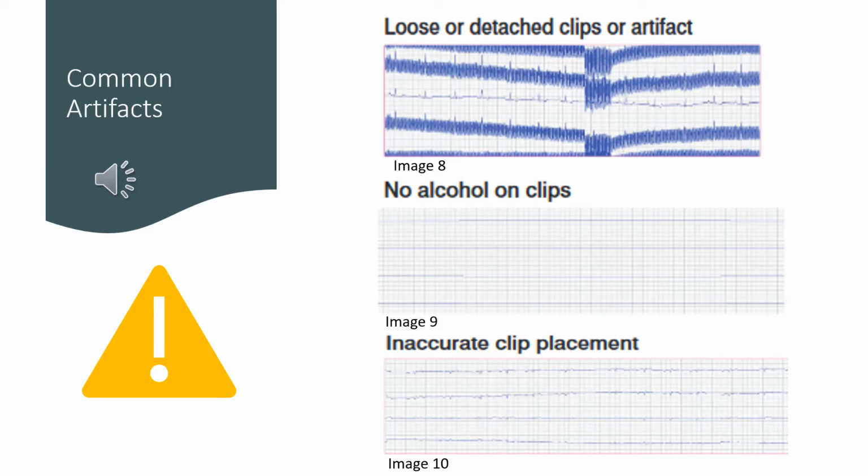Featured on this slide are some images of artifacts that occur and their reasoning. The first image is when the clips become loose or detached from your patient. The second image displays that there has been no conduction agent applied to the patient to enable an accurate reading. The third image displays inaccurate clip placement.